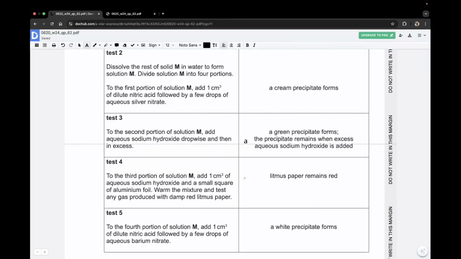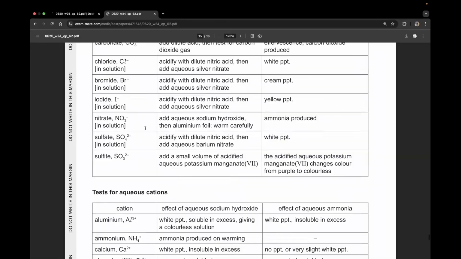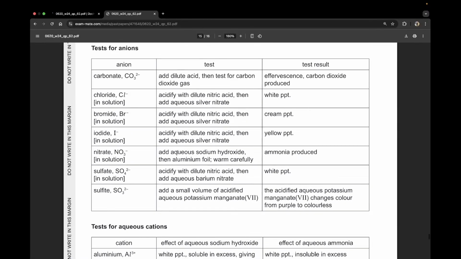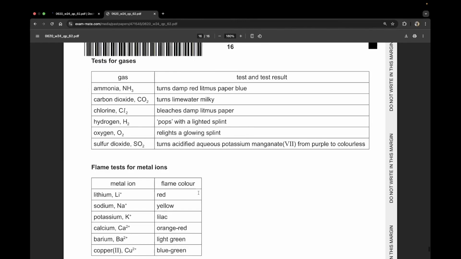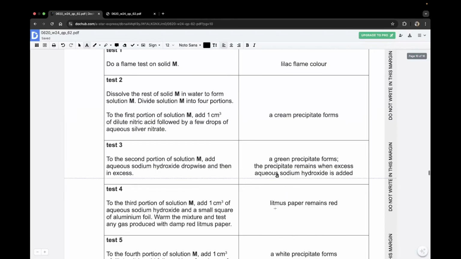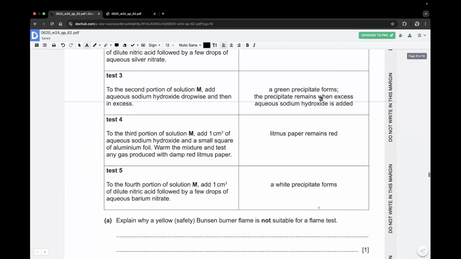And we add 1 centimeter cube of aqueous sodium hydroxide and aluminum foil. This is a test for an anion, specifically the nitrate, and ammonia would be produced here. And if you look at the test for ammonia, it turns dampened litmus paper blue, but look at the result here. The litmus paper remains red, so there is no nitrate.